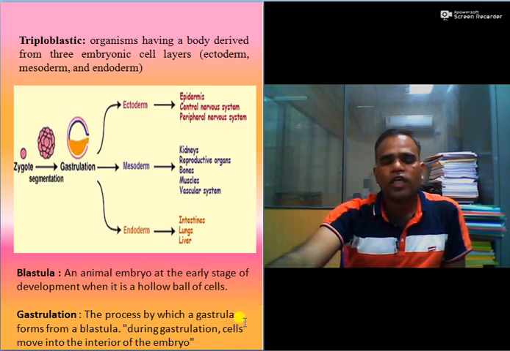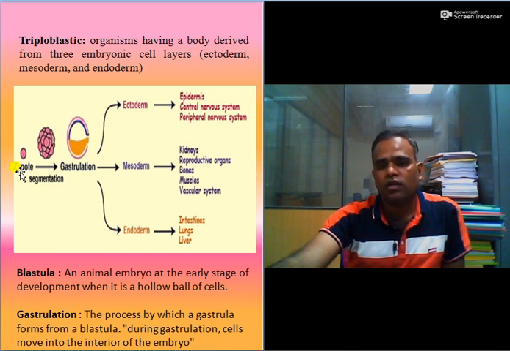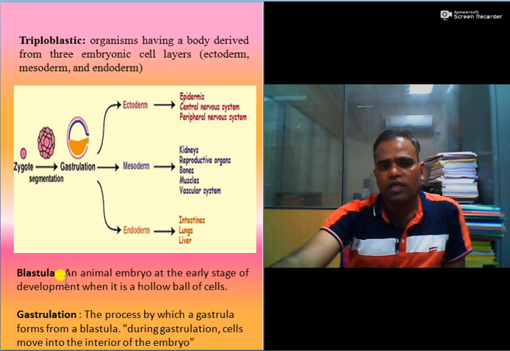So here I want to explain one thing, that nematodes are triploblastic. So what is triploblastic? An organism having a body derived from the embryonic cell layers, and these layers are three, that is ectoderm, mesoderm and endoderm. Whenever a zygote is formed after the mating of male sperm cell and female egg cell, it will get segmented, and it is a hollow ball-like structure.